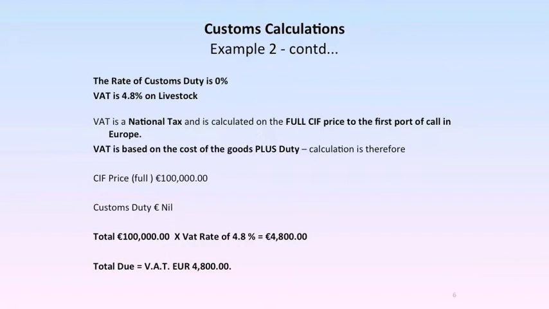So VAT is based on the cost of the goods plus duty. Now in this case there is no duty, so the VAT is based on the total CIF value of 100,000 multiplied by the VAT rate of 4.8%. This gives us €4,800.